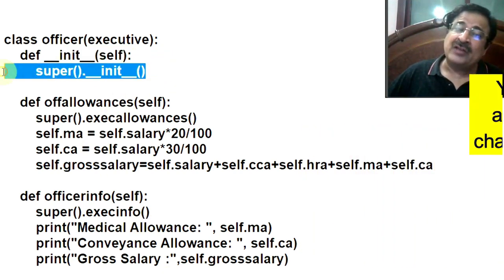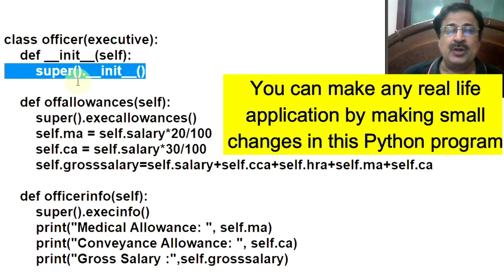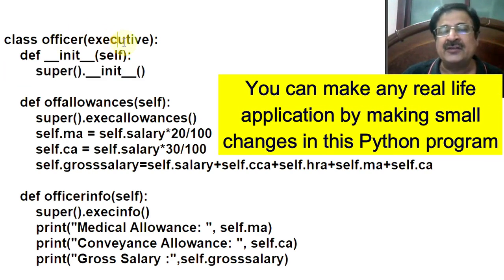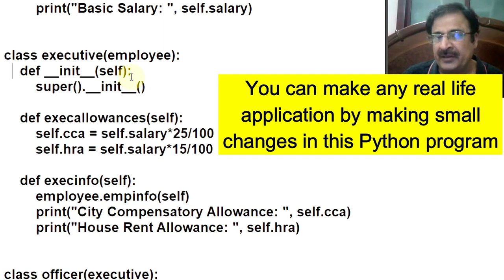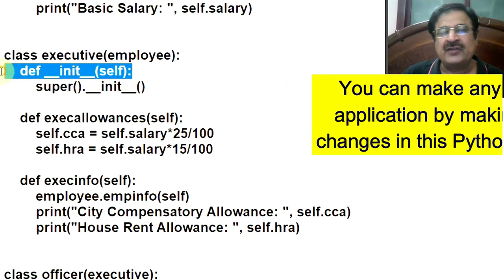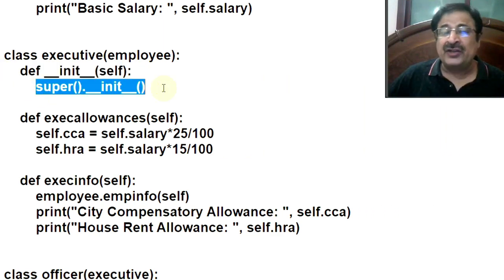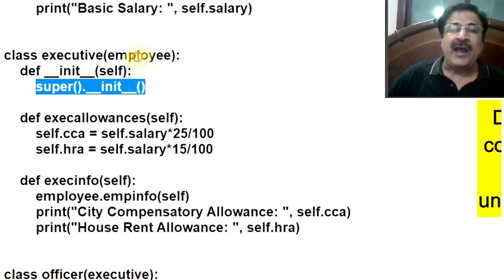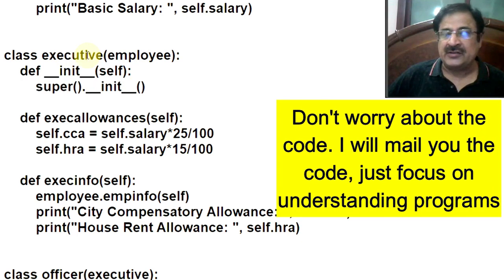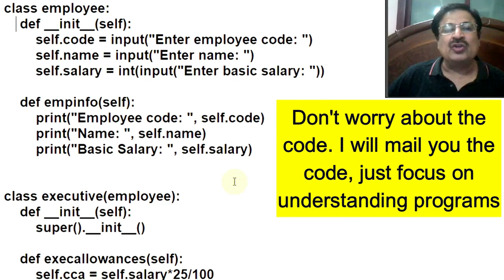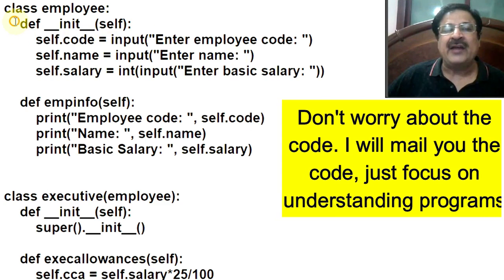Here you are invoking the default constructor of the superclass. The superclass of officer is executive class, so control will jump over here. This is the default constructor of the executive class. Here you are invoking the default constructor of the superclass. Employee is the superclass of executive class. So the control will jump to the default constructor of the employee class.